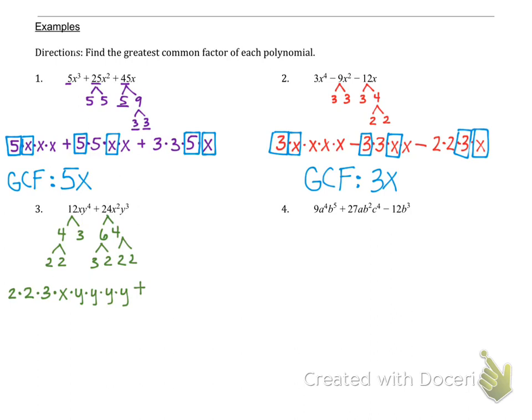And here's our second factor. So remember, only write the numbers at the bottom of the tree. Don't write the 6 or the 4. So we have 3 2's, 1, 2, 3. And then we have a 3. And then we have x squared, so 2 x's and 3 y's.